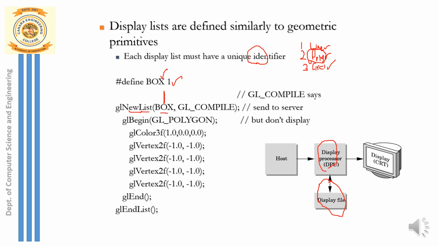And then we have, as usual, the snippet: glBegin, GL_POLYGON, then assign a color to the polygon, then define the 4 vertices of the polygon. This is as it is. Then how to end this display list? You call glEndList. So we have seen 2 new OpenGL functions, glNewList and glEndList. These are the functions to create the display list. Remember, GL_COMPILE is to store the contents in the server, but do not display anything on the screen. So this is how you create the display list.